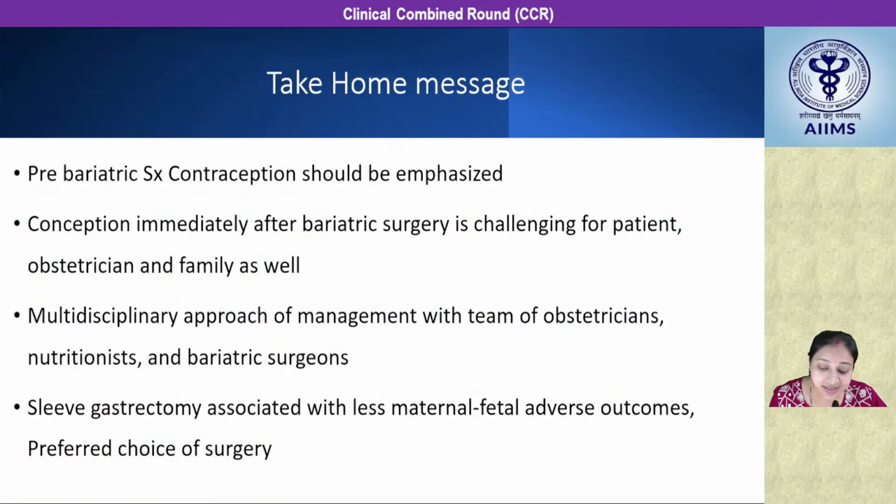So the take-home message is pre-bariatric surgery contraception is very important. Conception immediately after bariatric surgery is challenging for the patient, obstetrician, and family as well. Management is by a multidisciplinary approach with a team of obstetricians, nutritionists, and bariatric surgeons. Sleeve gastrectomy is associated with fewer fetomaternal adverse outcomes and can be the preferred choice of surgery.